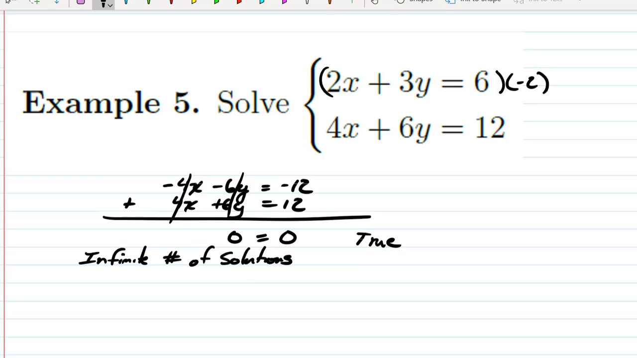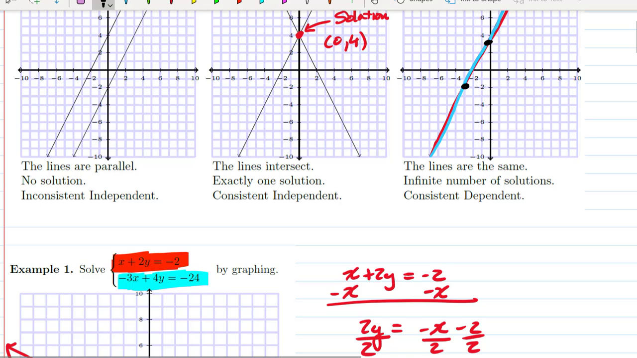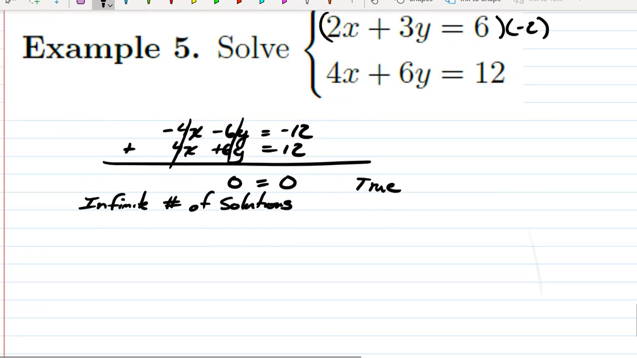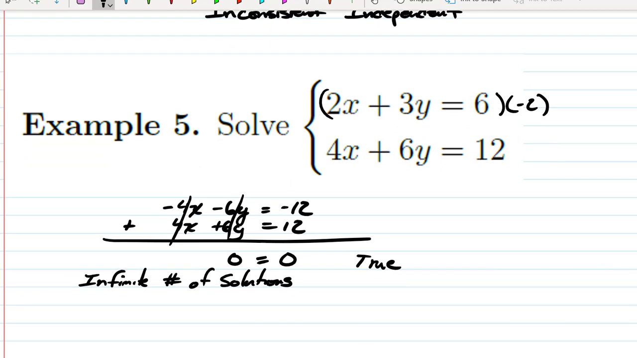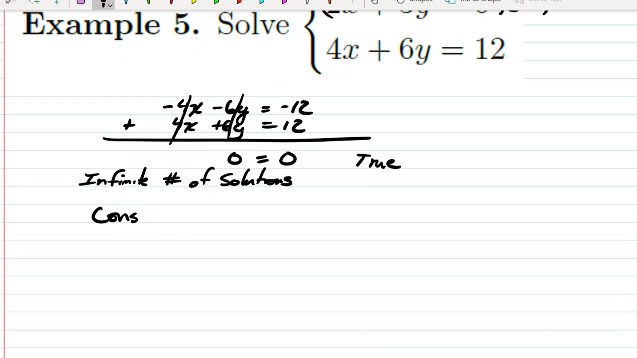And if we go back to the beginning, we called this consistent independent when we had an infinite number of solutions. What that really means is that these two lines are actually the same line, even though at first they look a little different. And if you take equation 2, if you divided every coefficient by 2, 4 divided by 2 is 2, 6 divided by 2 is 3, and 12 divided by 2 is 6. We see that they are indeed the same line. So we call this consistent dependent.